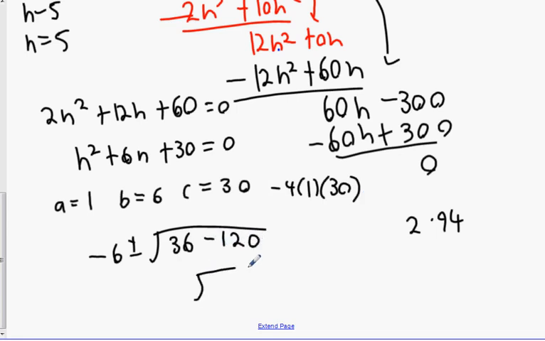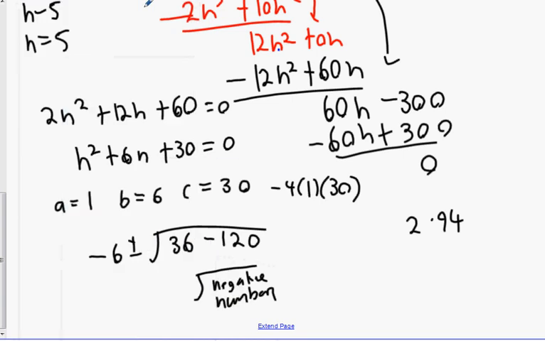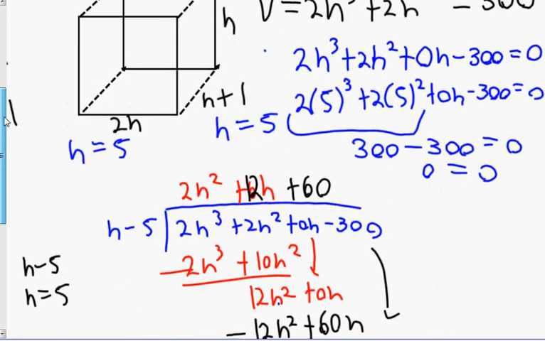We're going to get the square root of a negative number. Are we able to do the square root of a negative number? No. Not going to work, is it? That's why we found no other answers. Remember we said it was 0 once. We didn't see anything else. So therefore h equals 5.